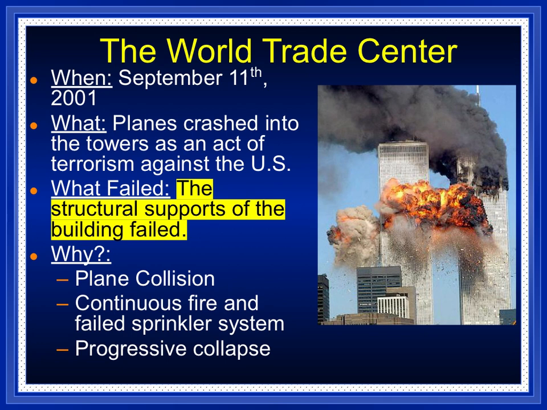So when we use the term structural collapse, what we're talking about there is this. When the planes flew into the building, they obviously took out a big chunk of the building, and the floors above and below where that collision took place were weak, and they started to collapse. The structure that holds up the building was too weak to stand up, and the whole building started to collapse as a result of that, and that's a progressive collapse.